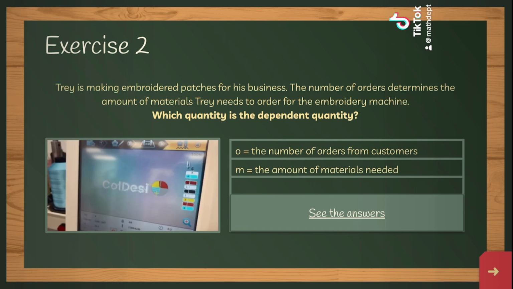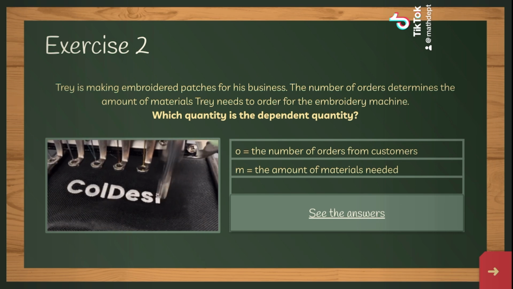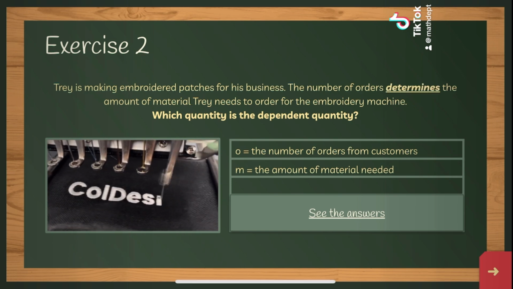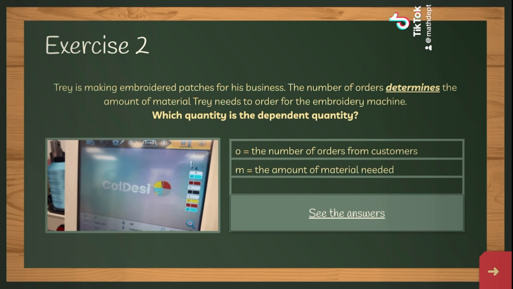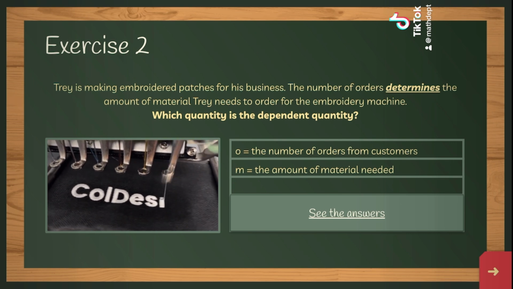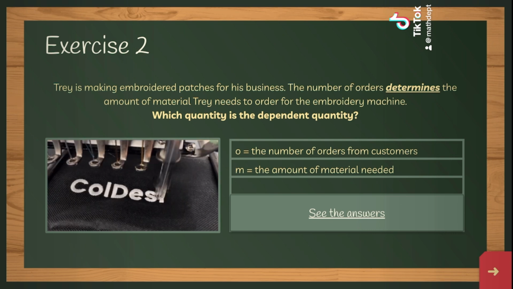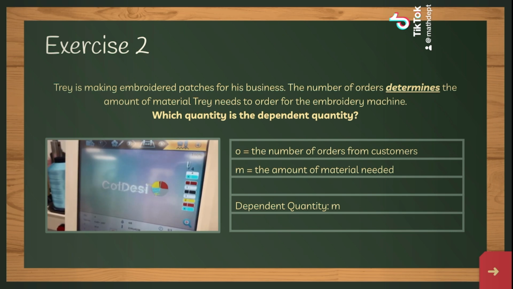And just like in the previous example, the wording of the problem is going to help us to determine the dependent quantity. And the question says the number of orders determines the amount of material needed. And the key word here is determines. Since the number of orders determines the amount of material needed, we know that the amount of material depends on the number of orders. And this makes the amount of material needed, or M, our dependent quantity. And let's just look at one last example now.